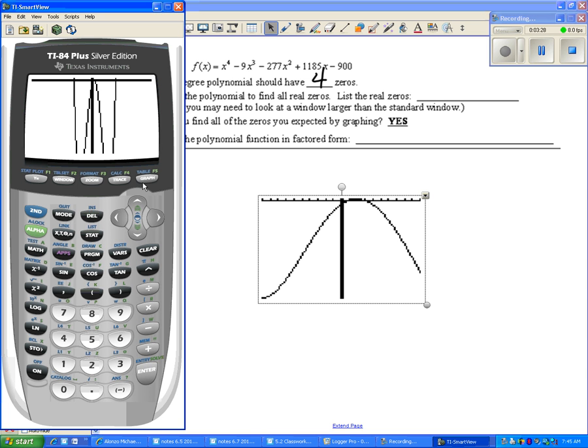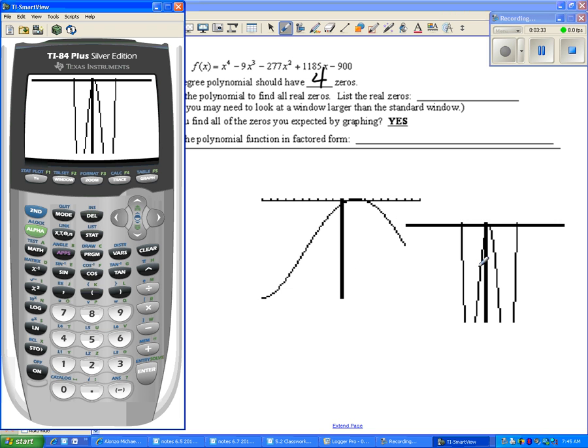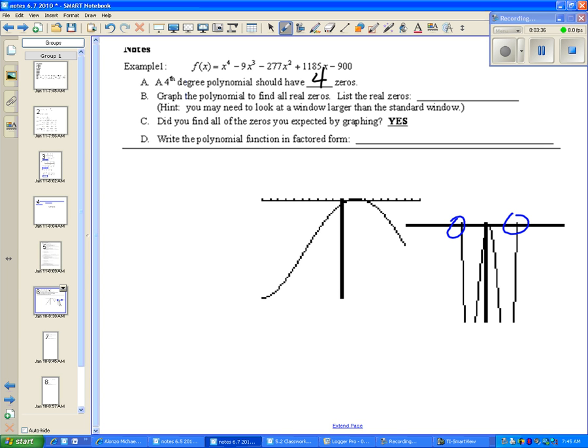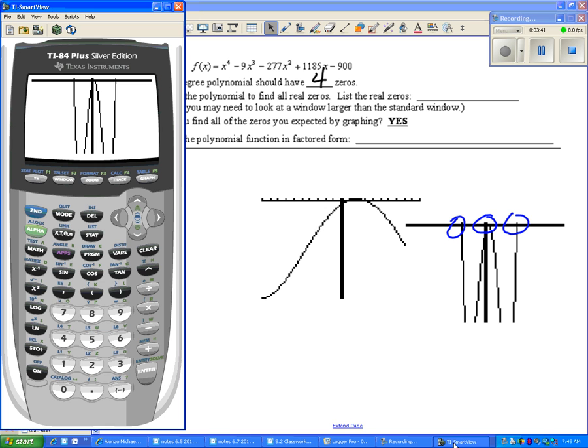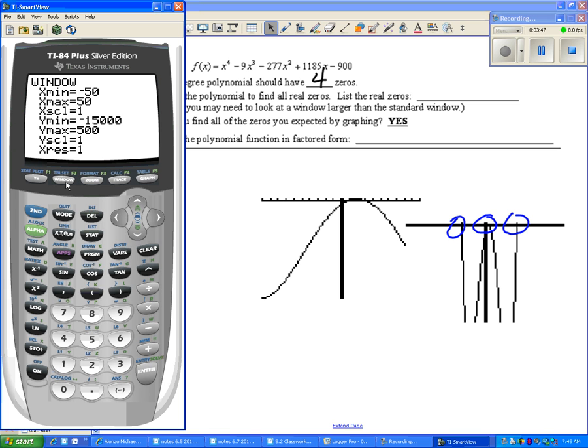What I need to be able to see, when I look at this, I'm looking for my zeros. My zeros are going to be here, here, and I might have 1 or 2 or none there in the middle. So I need to focus more in on that point. So I'm going to go back, and instead of going negative 50 to 50, let's go negative 40 to 40. And this negative 1500 needs to go. Let's make this negative 500. I don't really need to see that low below the graph. I need to see where I cross the graph.